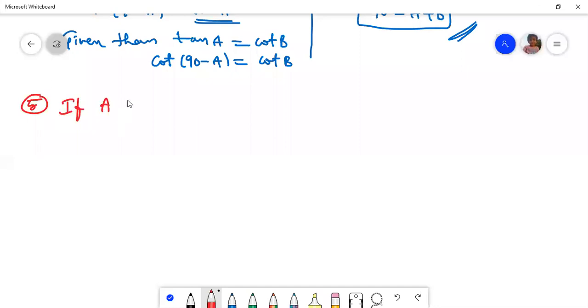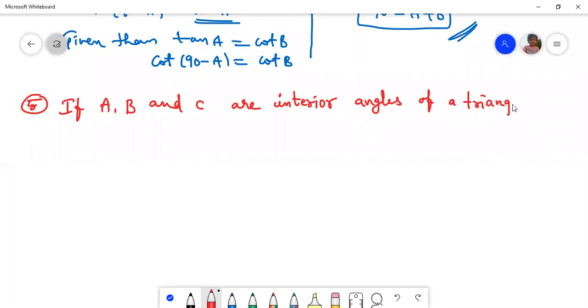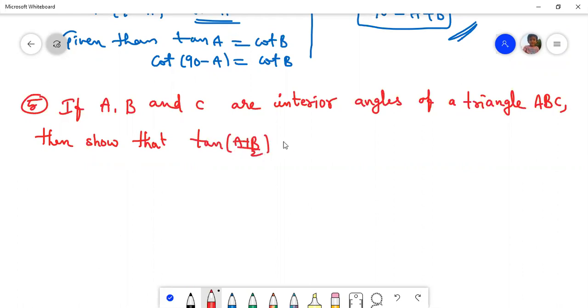If A, B and C are interior angles of a triangle ABC, then show that tan of (A plus B) by 2 equal to cot C by 2. It is also very simple.